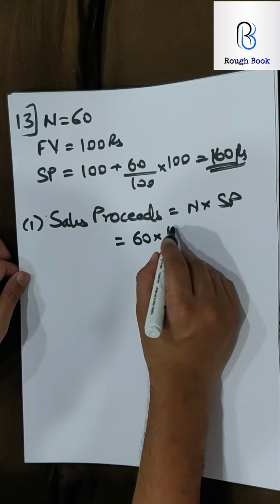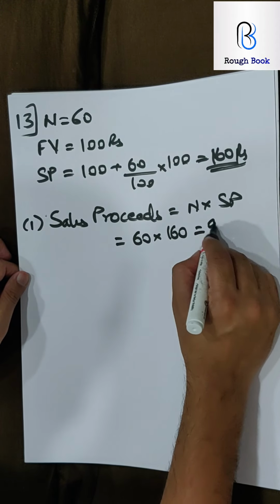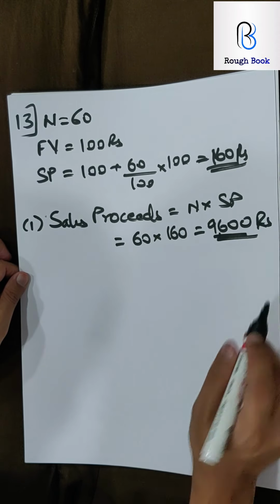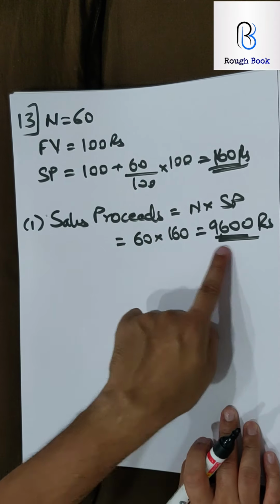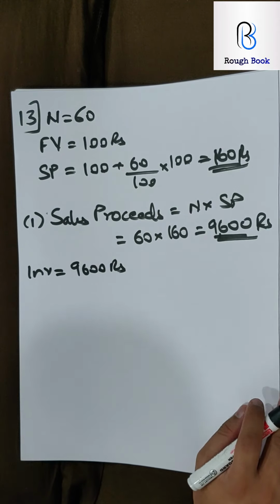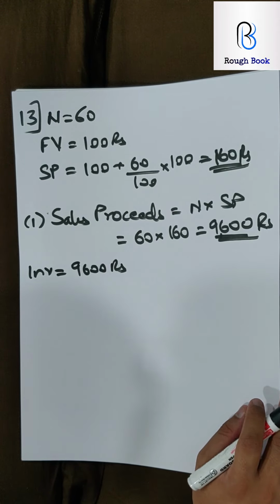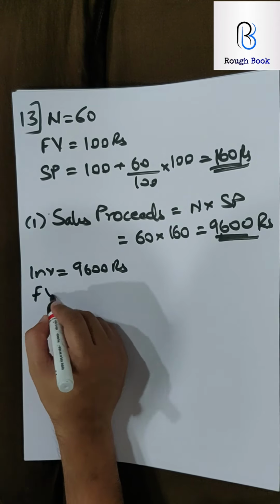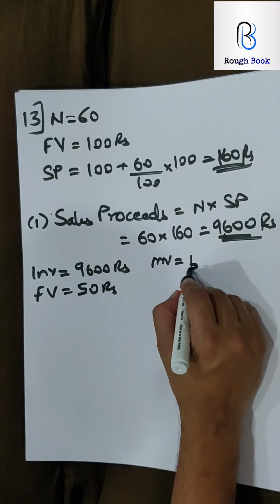So he had 60 shares and he sold it at 160. So how much amount did he receive? He got 9,600 rupees as sale proceeds. This sale proceeds now becomes the investment in the new company. So 9,600 is the investment in a company in which the nominal value of the share is 50 rupees. The market value is at a discount of 4%.